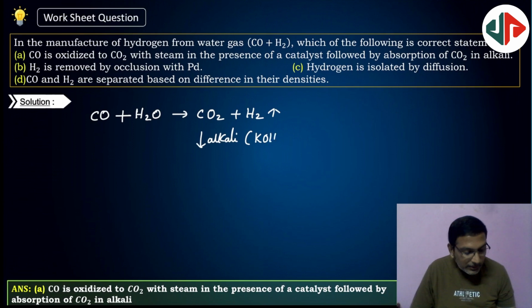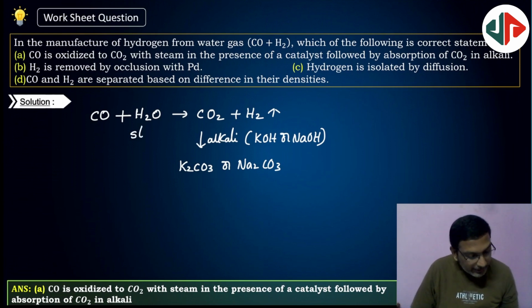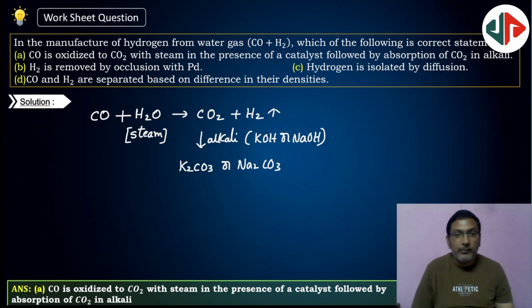Alkali means you can take KOH or NaOH. So we know KOH or NaOH can absorb CO2 to form K2CO3 or Na2CO3 to get pure H2. So CO will be converted to CO2 with steam in the presence of catalyst followed by absorption of CO2. So option A is correct. CO2 will be removed by alkali to get pure H2. Next.